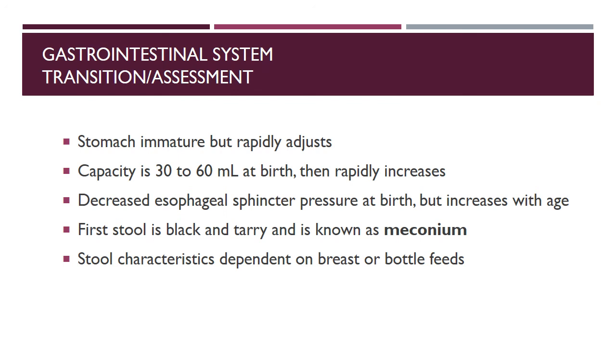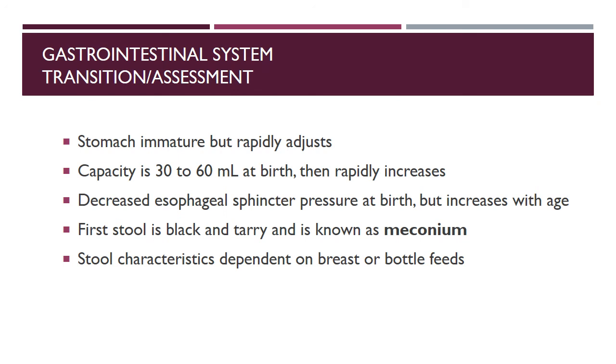Their first stool is black and tarry and is known as the meconium. And so, if you hear of a meconium baby, which Miss McSpadden probably has talked about or she will talk about, is when they lose their first stool while they are still in utero and they aspirate on that meconium, and it can cause lots of issues. So, meconium aspiration is definitely a potential problem.